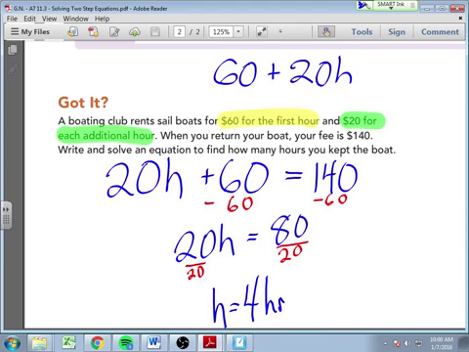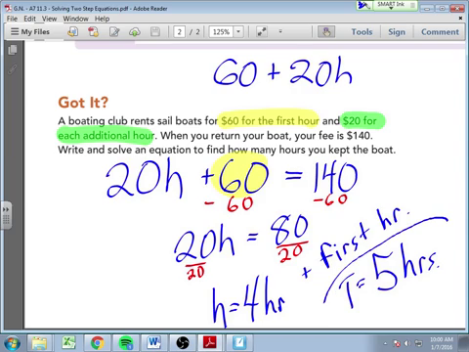The first hour, this 60, already happened. These are the additional hours. So we have 4 hours plus the first hour really makes a total, well, not h, but I'll say T for total, of 5 hours. Your total time.